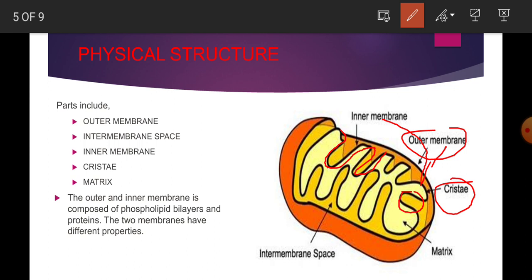And there are cristae, and the inner fluid jelly is the matrix as well. And the intermembrane space or periplasmic space is the space between the two membranes. This inner membrane contains some units for energy production. Aerobic respiration occurs in the inner membrane.